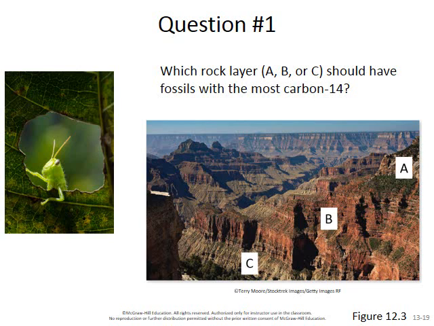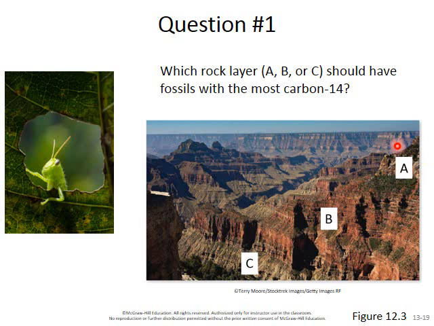So some questions to kind of test your knowledge. Which rock layer, A, B, or C, should have fossils with the most carbon-14 in them? Well, first you want to figure out which of those are the oldest rocks. And so C is the oldest rocks. A are the youngest rocks. And so A also is the youngest fossils.